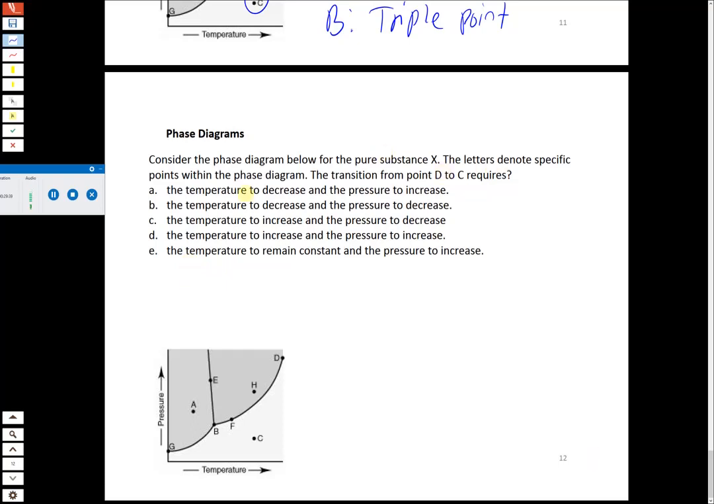Alright, and then the last question here, consider the phase diagram, same one. The letters denote specific points. The transition from D to C, we're talking about whether it requires what change in temperature and pressure. So we're going from D here down to C, and what you can see is that temperature is on the x-axis. So to go from D to C, we have to move right to left. That's going to be decreasing temperature.